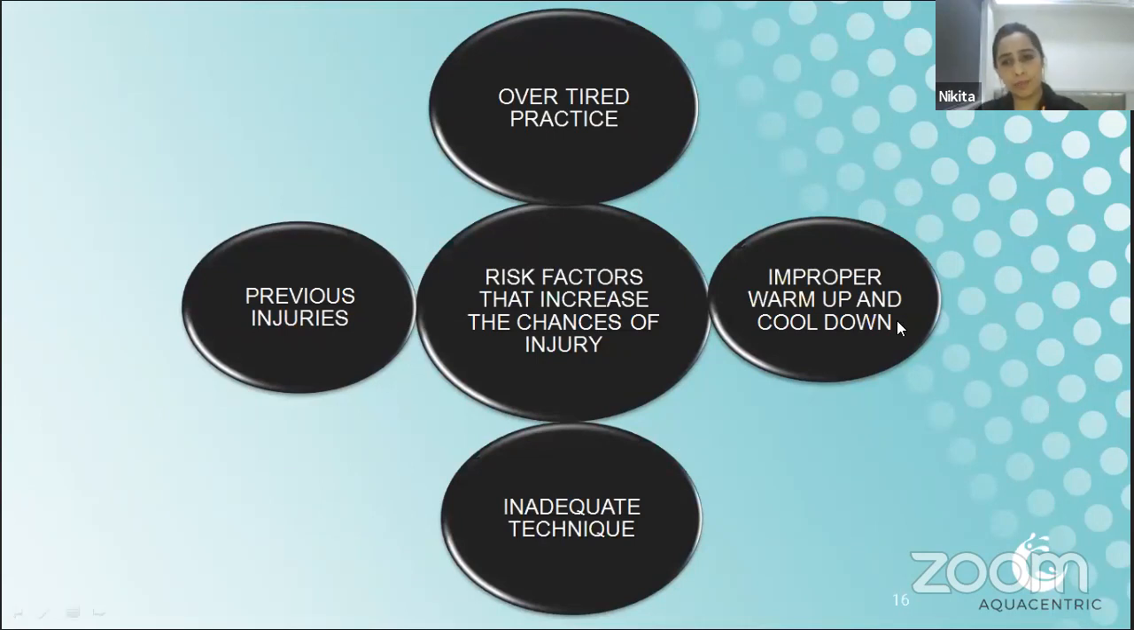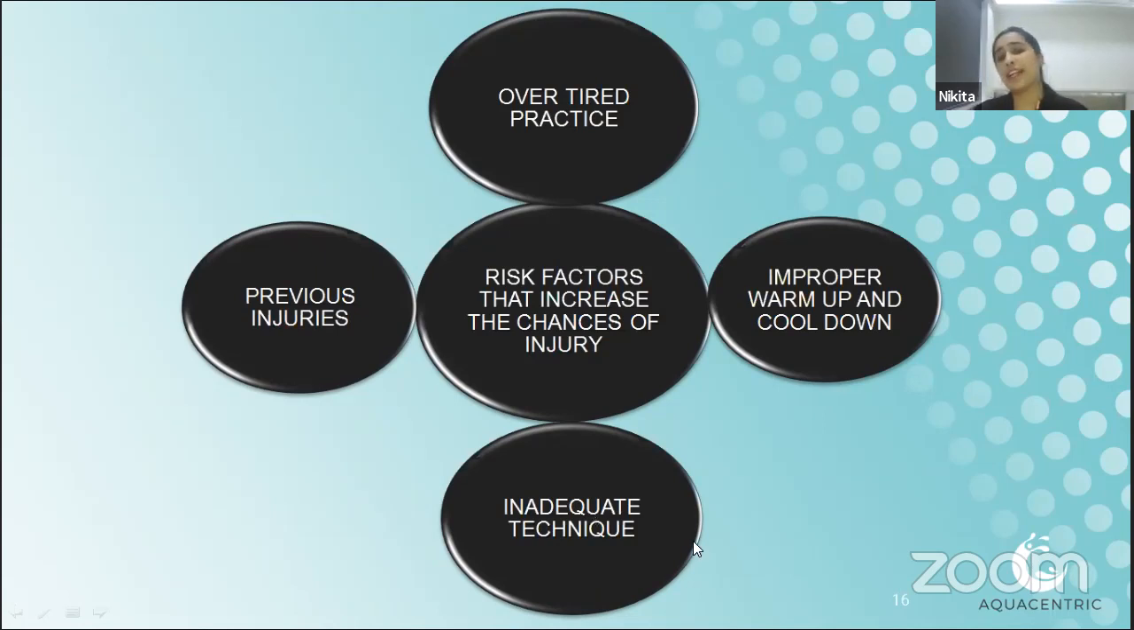What I mean by improper warm up and cool down is that proper justice about the timing should be given to both your warm up and your cool down. So I lift up a dumbbell and that's not how it's done. A good justified time and a good justified exercise regimen for your warm up and cool down is required. Overtired practice, as I said, long durations of play with less interval for recovery and rest, is again one of the important factors that make you prone to injuries.